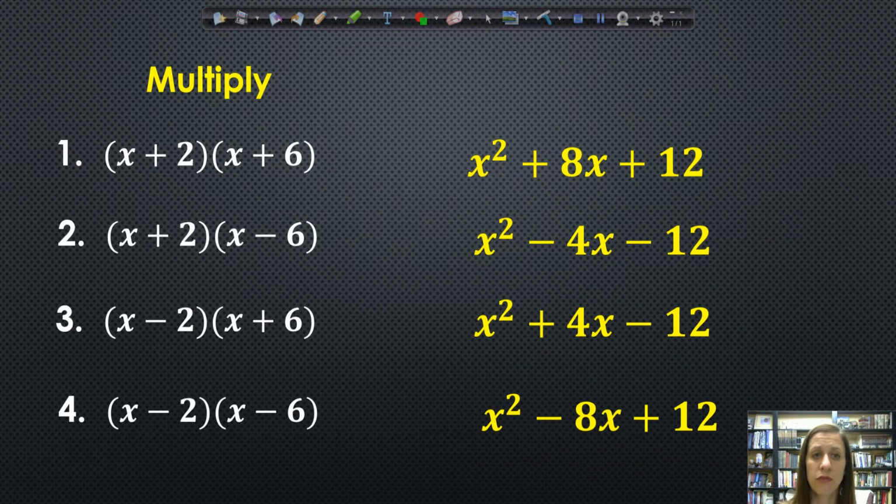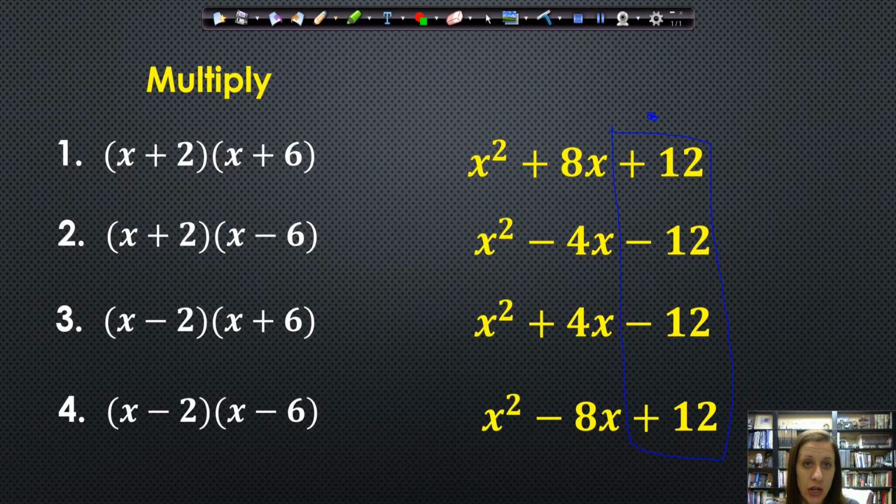So here's what all 4 of them look like at the same time. Here are our original questions, and here are our solutions. It's important to know that the last term, the constant, is always created by multiplying the constants in the original problem. So 2 times 6 is a positive 12. 2 times negative 6 is a negative 12. Negative 2 times 6 is a negative 12. And negative 2 times negative 6 is a positive 12.